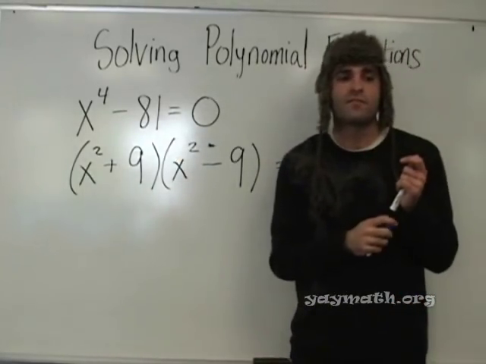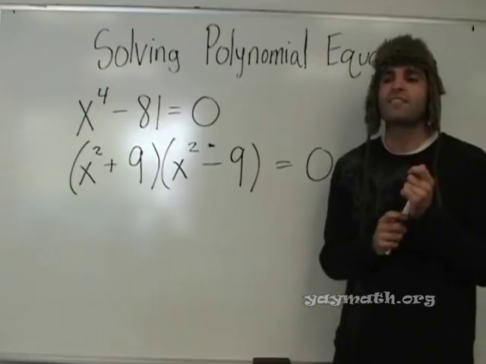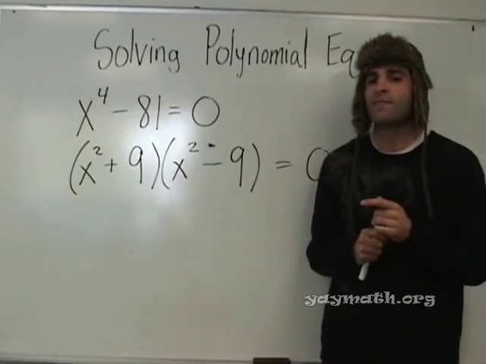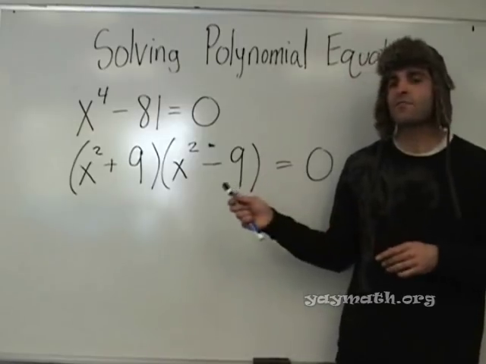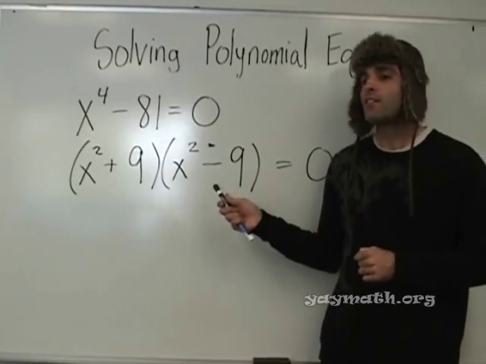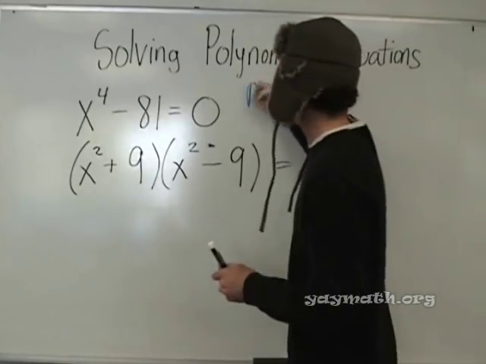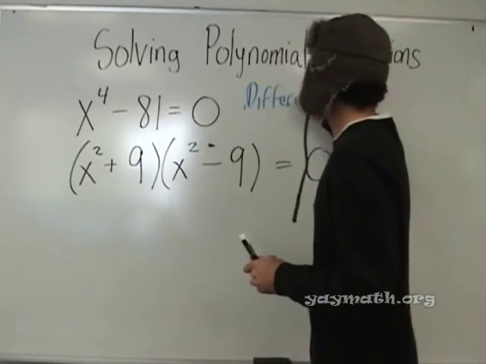Question. Should we simplify it more? Can this be factored more? Yeah, both. x squared minus 9. When they call it a difference of squares, you can only do the one that's minus.